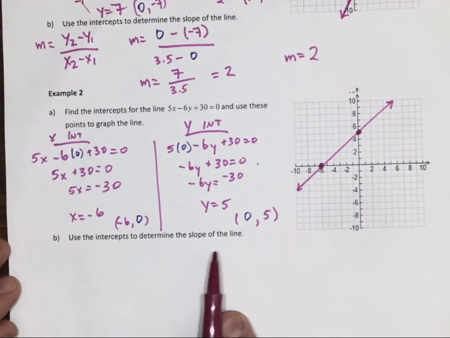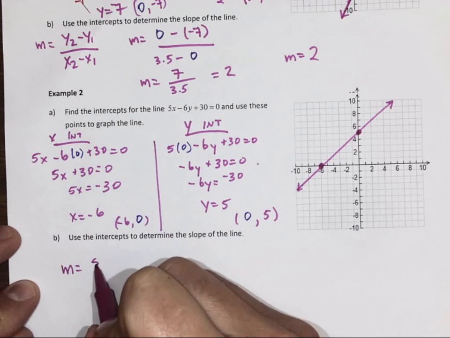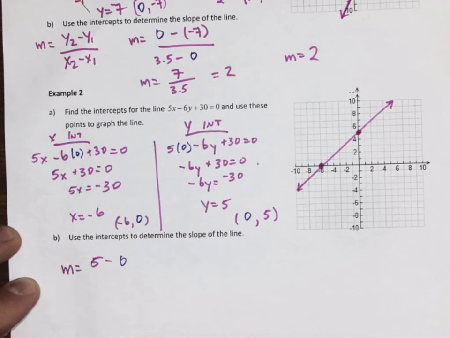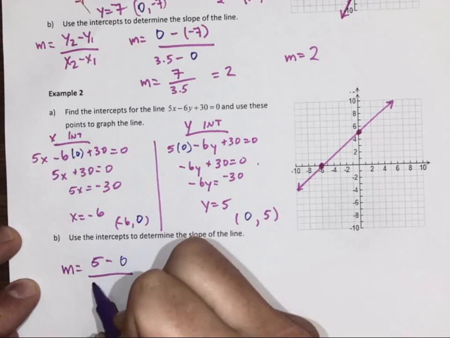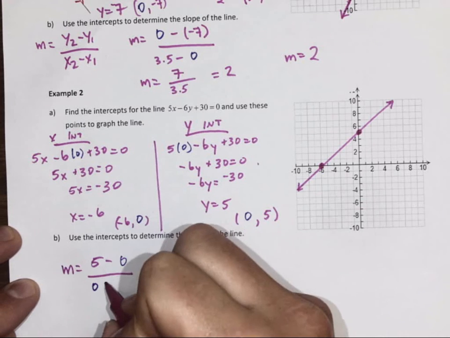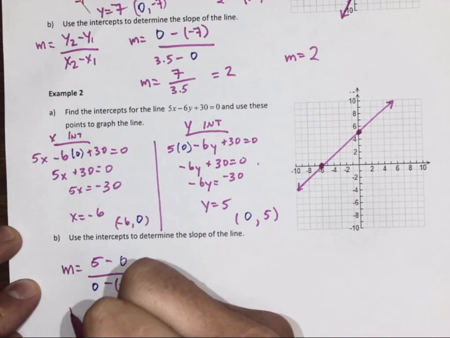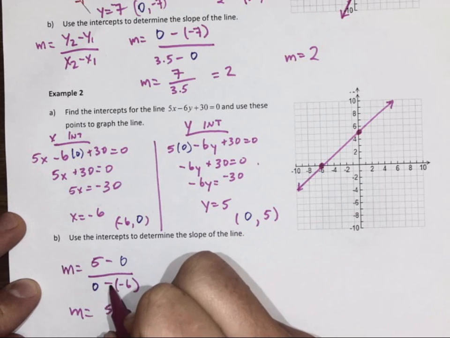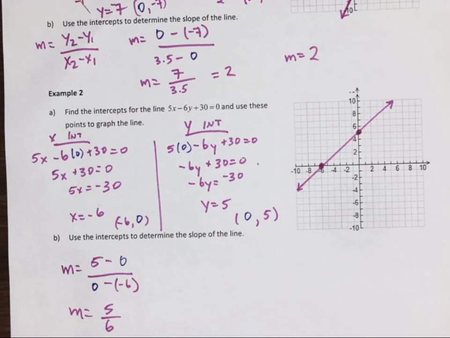Use the intercepts to determine the slope of the line. y2 minus y1 all over x2 minus x1. Our slope, 5 minus 0 is 5. 0 take away negative 6 is 0 plus 6 is 6. And our slope is 5/6.